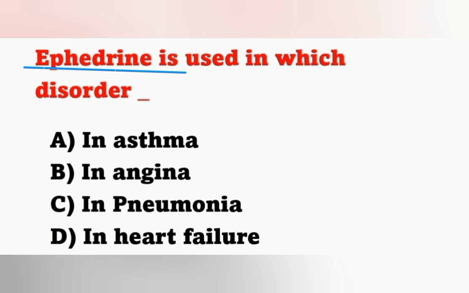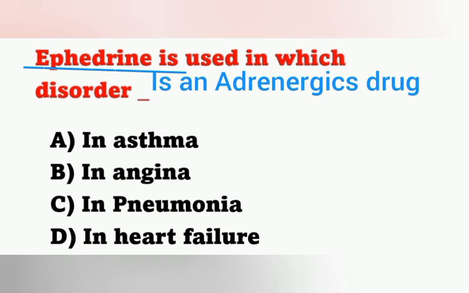Ephedrine is used in which disorder? Options. Option A, in asthma. Option B, in angina. Option C, in pneumonia. Option D, in heart failure.